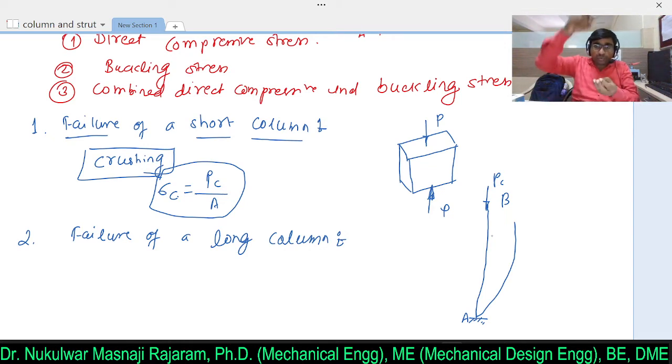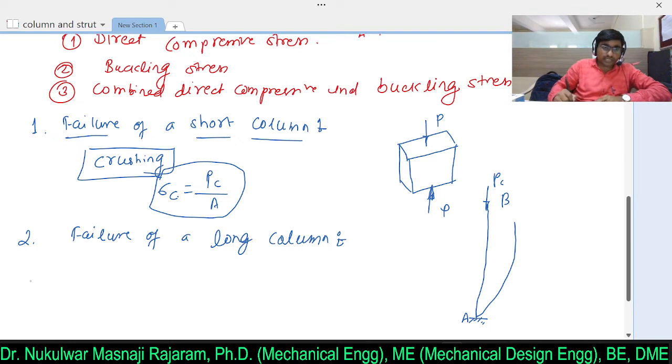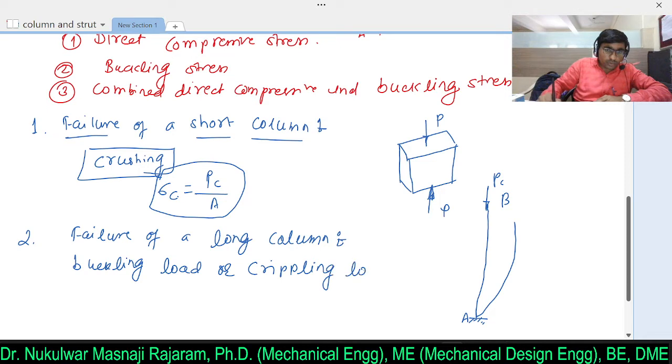The load at which the buckling starts is called the buckling load, or we can say the crippling load. Are you getting my point? The load at which buckling will start. Here, the buckling load is less than the crushing load, obviously. So if you want to crush the entire column, we require a large crushing force.